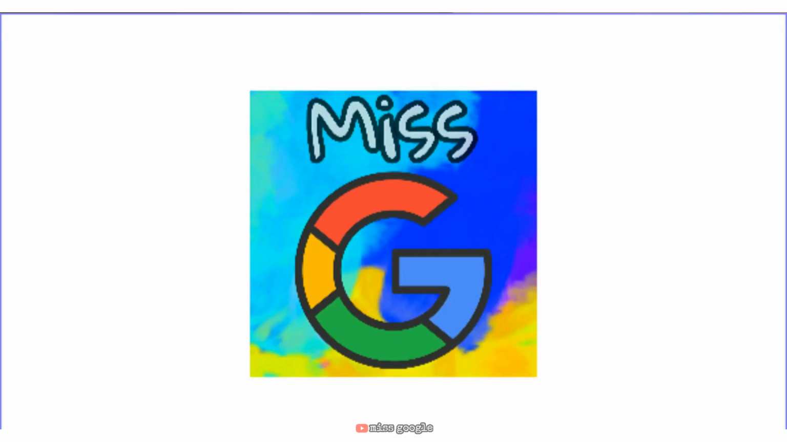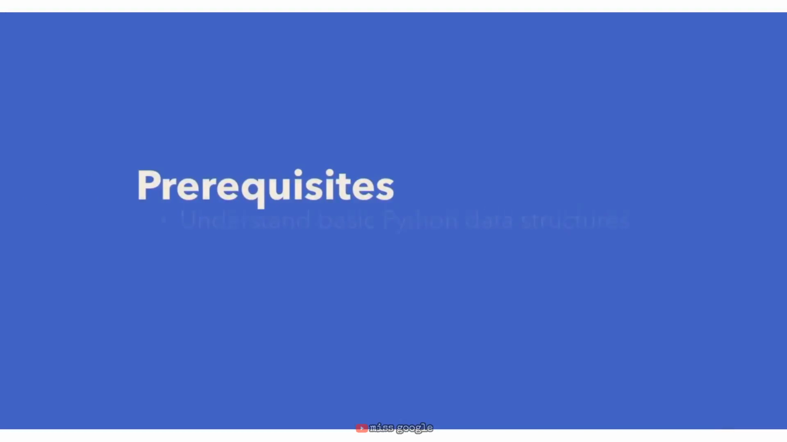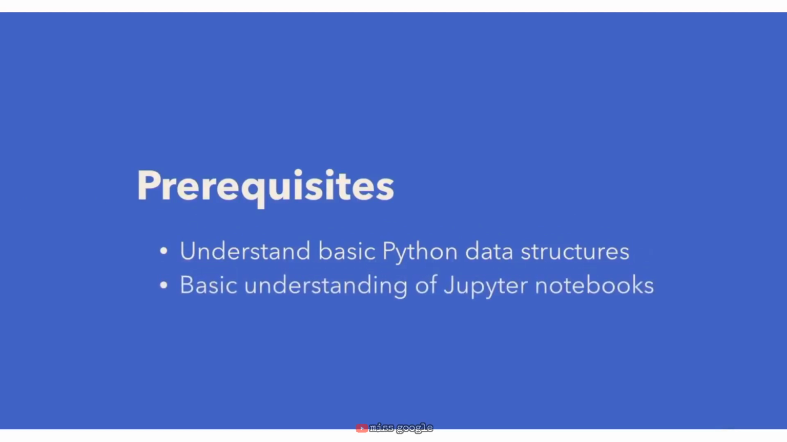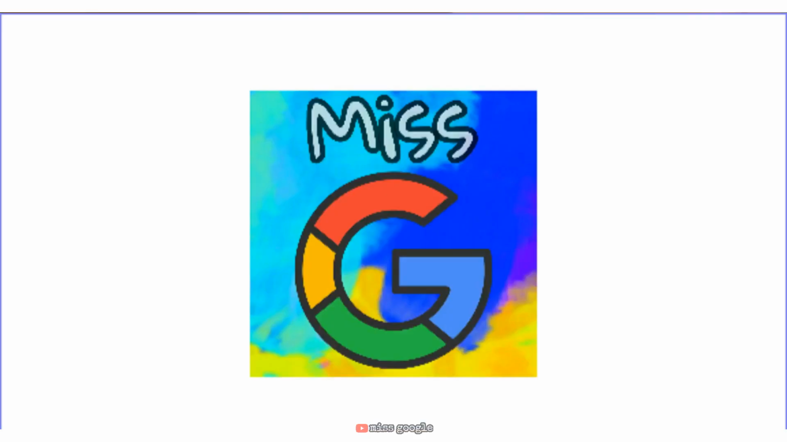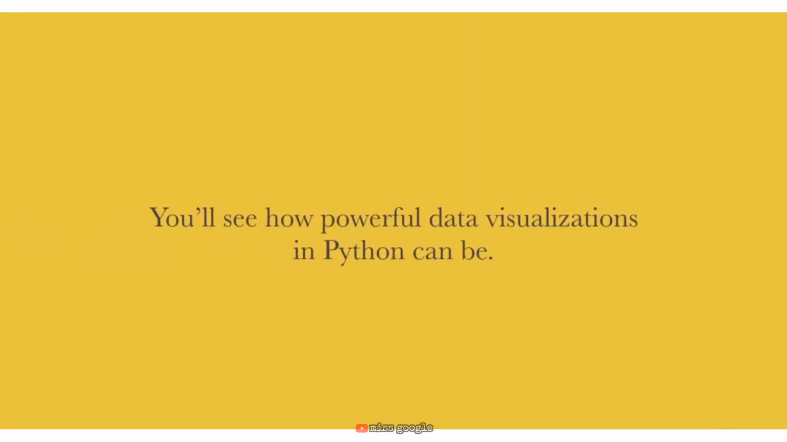There are a few things I'd like you to be aware of as we get started. First, you should be able to understand basic Python data structures, such as lists, tuples, and dictionaries. Also, you'll get more out of this course if you have a basic understanding of Jupyter notebooks. I'll be programming using Jupyter in this course. Now, if you're feeling a little shaky and you're not quite sure if you know enough to begin, don't worry. Throughout the course, I'll offer a host of resources and tips, and you will still be able to follow along and see how powerful data visualizations in Python can be.